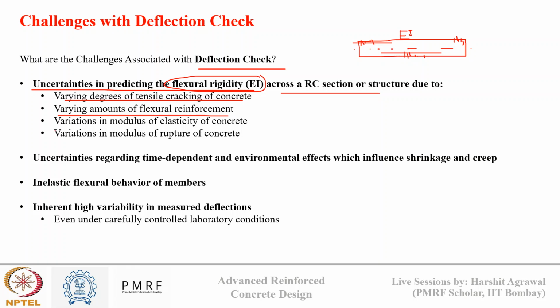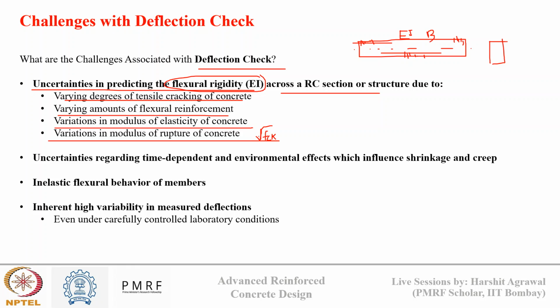There can be varying modulus of elasticity of concrete. For beams we are using different grades of concrete, for columns we may use different grades of concrete, so that can lead to difference in flexural rigidity of a reinforced concrete structure. And varying modulus of rupture of concrete. We know modulus of rupture of concrete is directly proportional to the square root of compressive strength of concrete. So if compressive strength of concrete is varying, then the modulus of rupture of concrete will also vary.